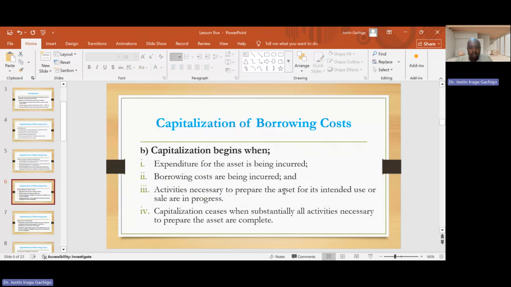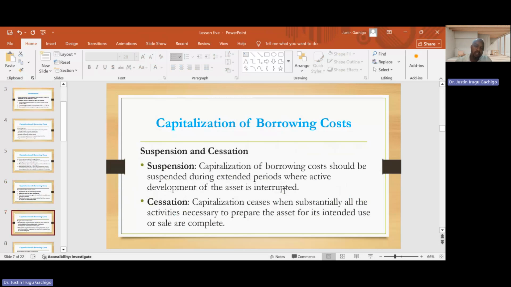But then the capitalization should stop. The capitalization for this borrowing cost should actually stop when all these necessary activities to prepare the asset are completed. So when the asset is complete, then you don't have to continue to capitalize the expenses. So there is a concept of suspension and cessation. Suspension: capitalization of the borrowing cost should be suspended during the extended period where active development of the asset is interrupted. So if, for example, the asset development has been interrupted for, let's say, a period of 2 years, then you should stop capitalization because that's a long period of time.